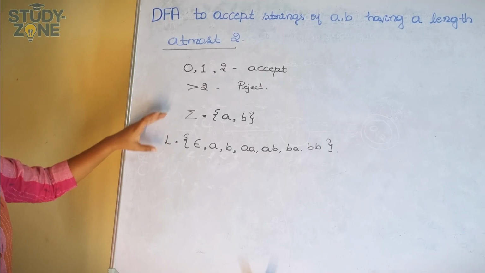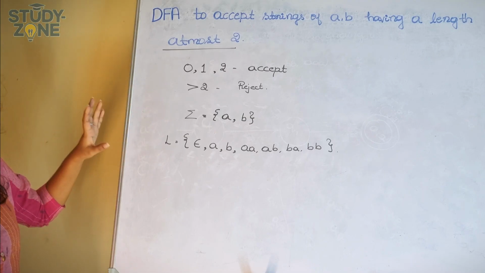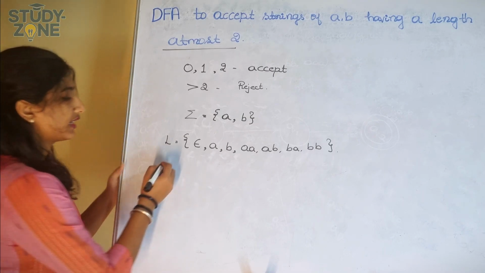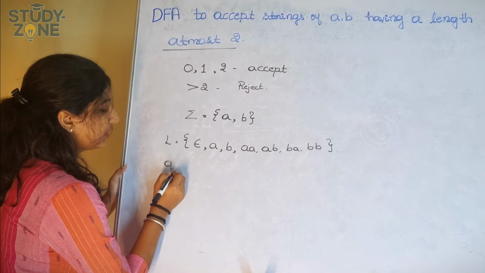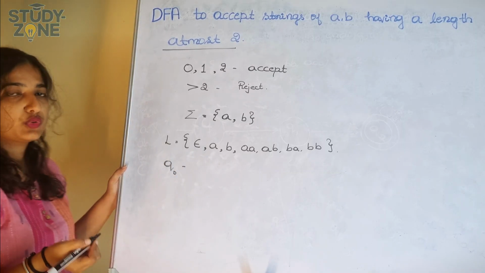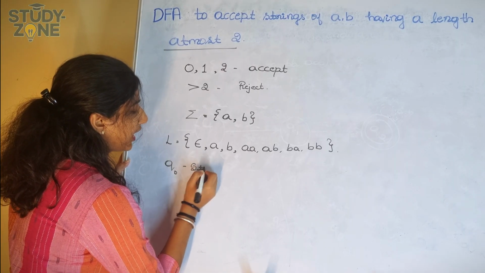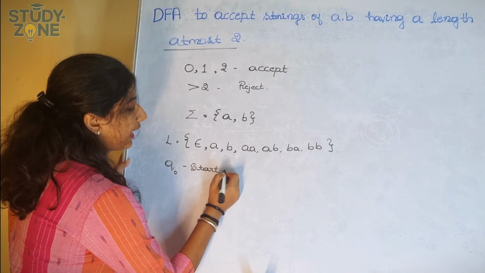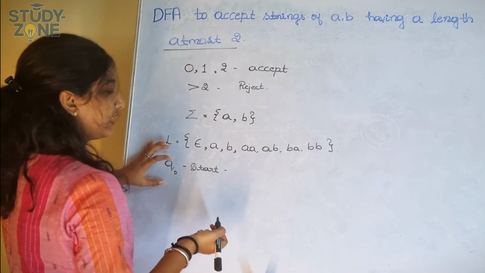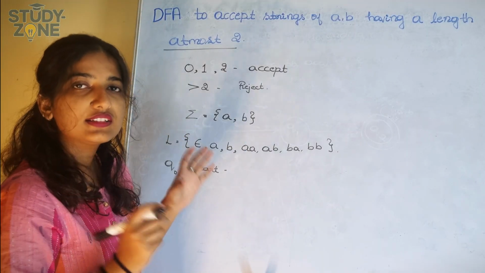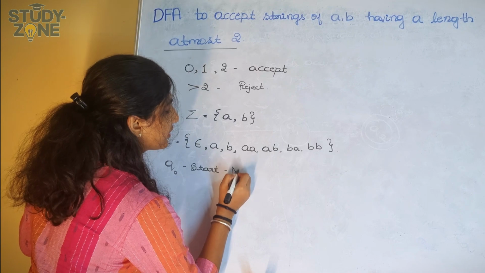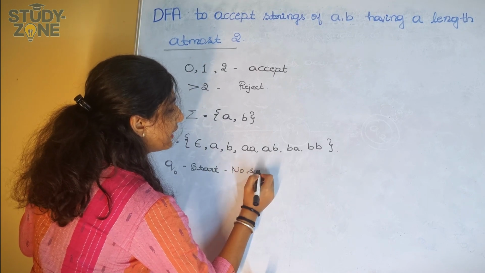We have taken the alphabets and the language. Now what do we have to take? We have to select the states. So the states can be Q0. Why? Q0 is the start state, and we are in this state when we read no symbol. No symbol read.